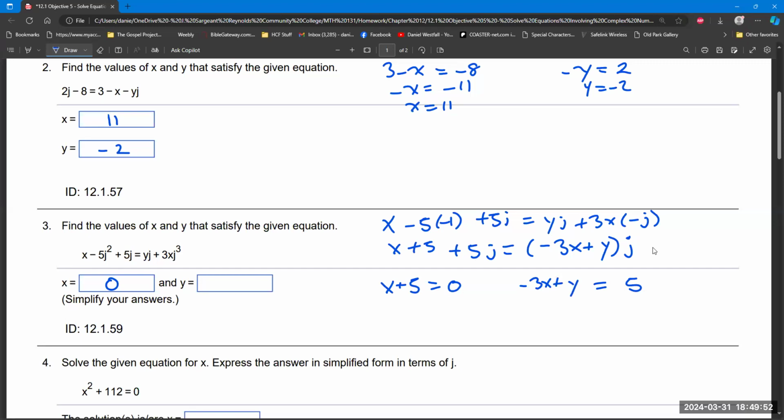Let's solve for x first. x is a negative 5. Not a 0, x is negative 5. So negative 3 times negative 5 plus y equals 5. 15 plus y is 5. So y is going to be a negative 10.